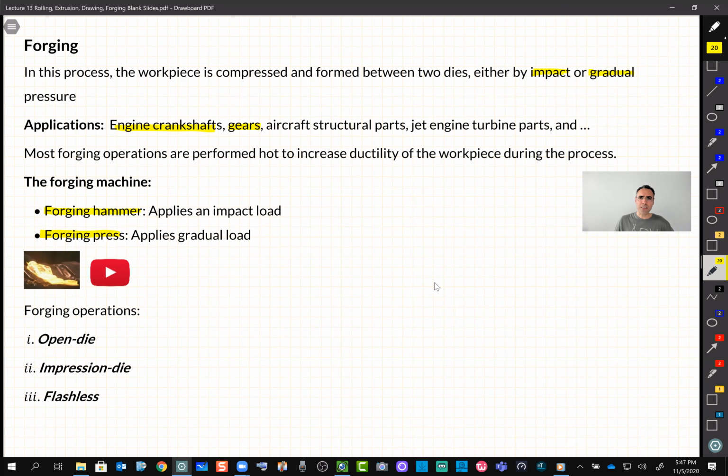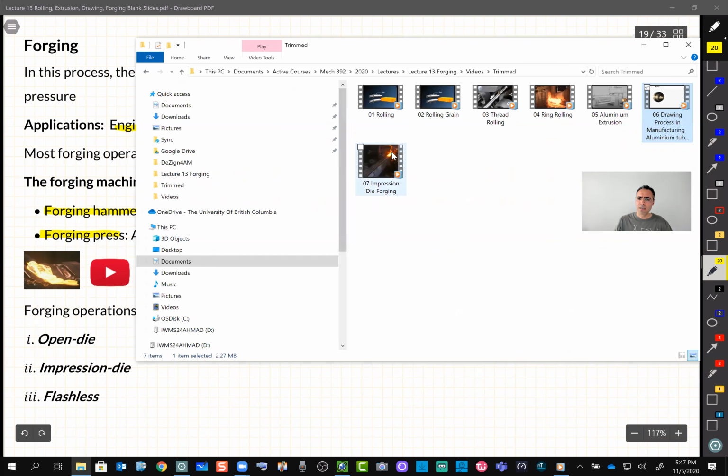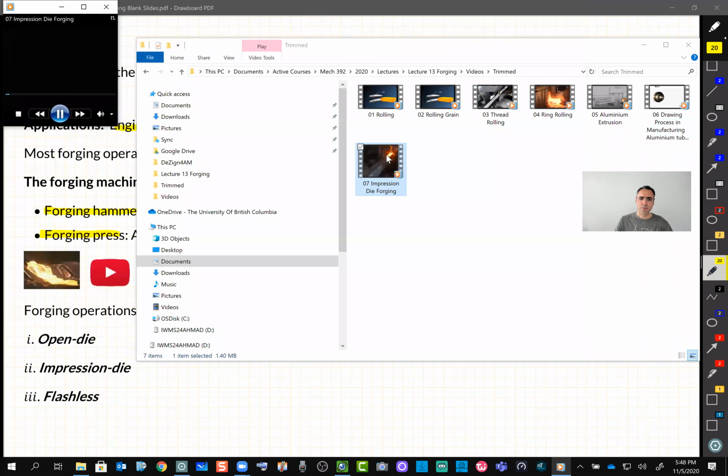And forging operation has three main categories: open die, so the die that we have is open, it's not basically a container. Impression die, so we create an impression of the original, so it's a closed die, we can say. And then flashless, which I'll get to, and it will make sense why we call it flashless. You can watch that video later, if you haven't, one of those links before.